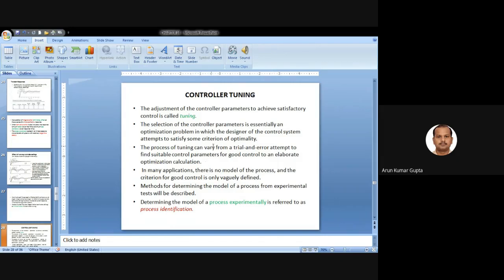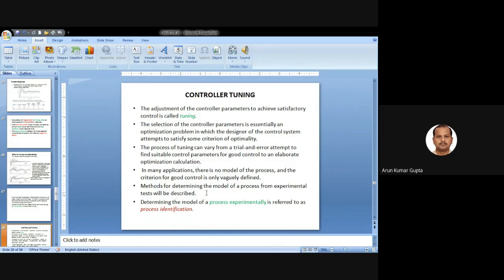So it can start from a trial and error method to find the suitable control parameter, so that we can say we have good control. In many applications, there is no model of the process, and the criteria for good control is only vaguely defined. So a method for determining the model of a process from experimental tests will be described.